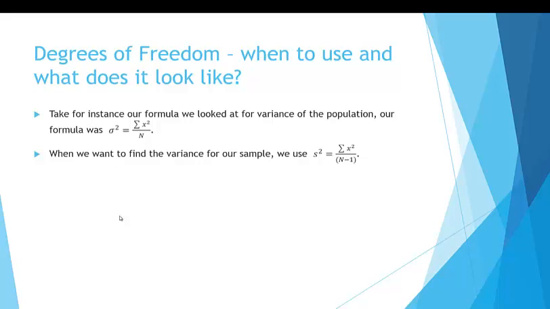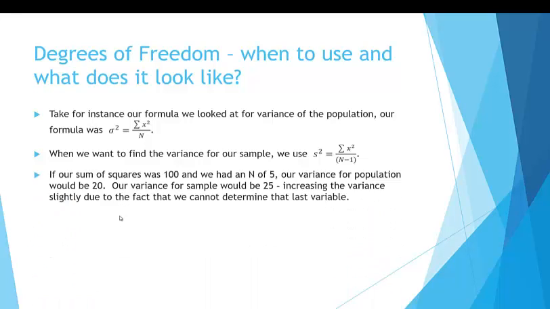Keep in mind, if you're using the whole population, you would use sum of squares over n. If you're using just the sample and want to make inferences about a population, you would use sum of squares over n-1. And that n-1 is called the degrees of freedom. So when I say degrees of freedom, you automatically think n-1.